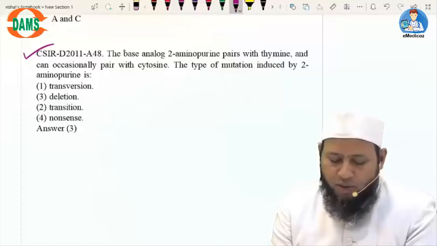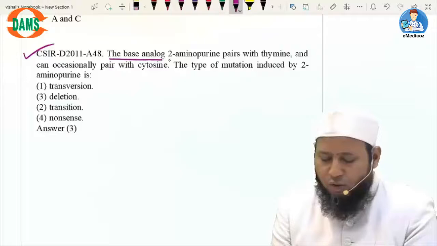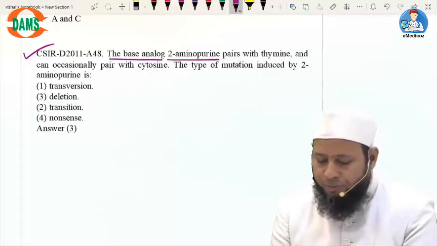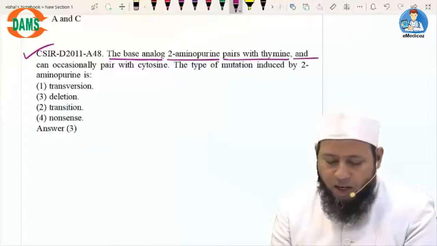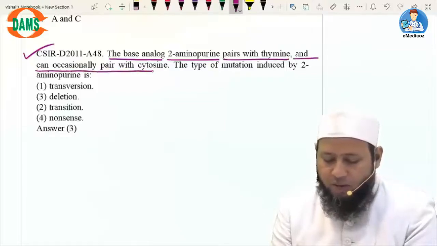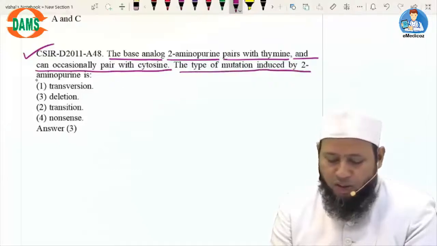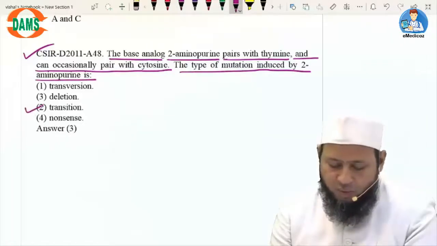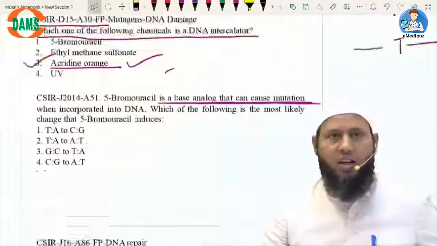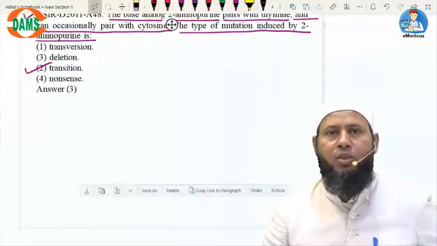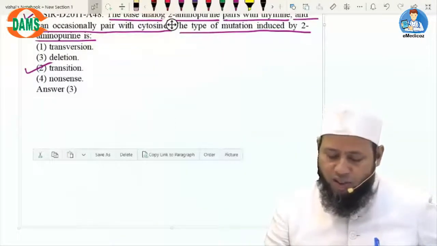Next one is December 2011. The base analog 2-aminopurine base pairs with thymine and can occasionally pair with cytosine. The type of mutation induced by 2-aminopurine is transition. We have discussed this in detail in the last class. The 2-aminopurine and the BrdU, they all cause the transition kind of mutation. So the answer will be transition.